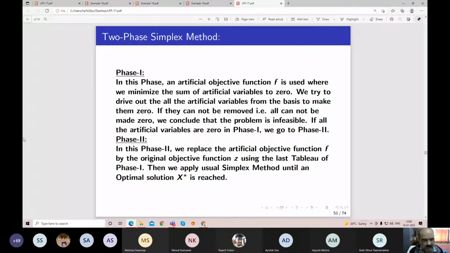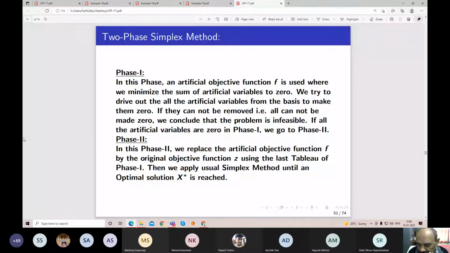In two different phases. So what do two different phases mean? There are two different objective functions we will consider. One is called the artificial objective function, and another is called the actual objective function. So with respect to our linear programming problem, we'll formulate an artificial objective function consisting of artificial variables. Using that artificial objective function, we'll solve the problem. Then once that part is over, we'll come to phase 2 that I'm going to discuss. Okay, you can see the slide, two-phase simplex method.